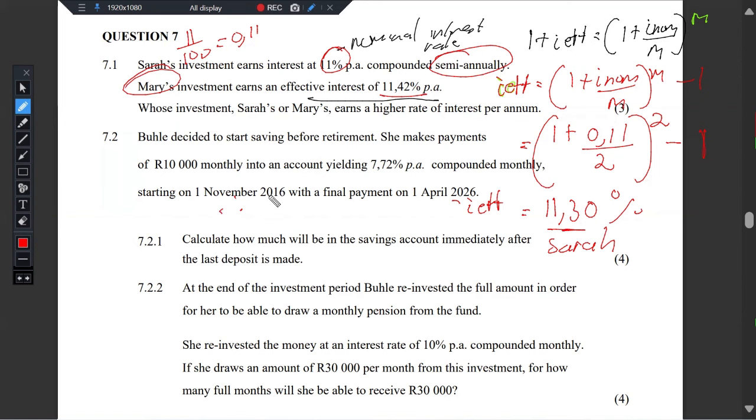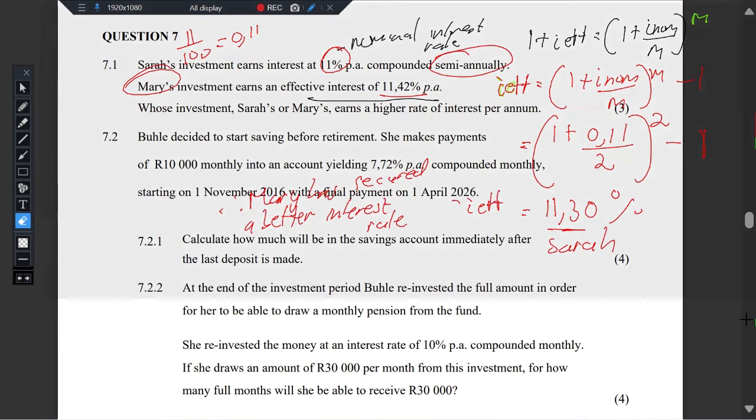So that means our conclusion is that Mary has secured a better interest rate. So Mary has secured a better interest rate. So, right, 3 marks for that.